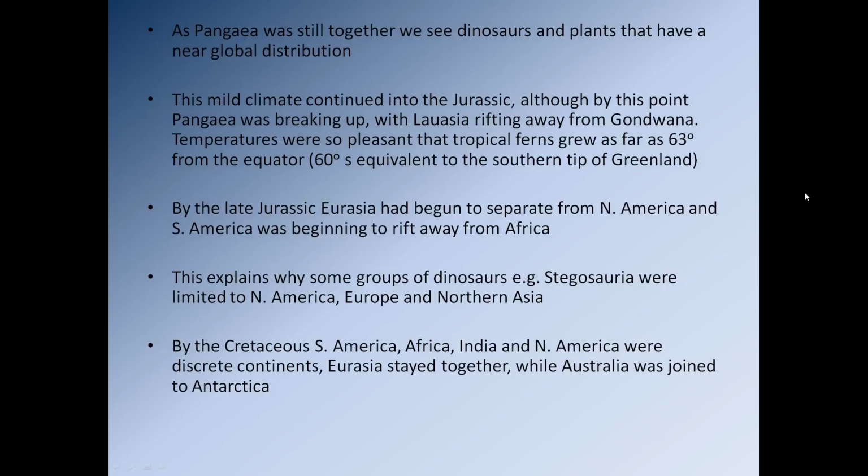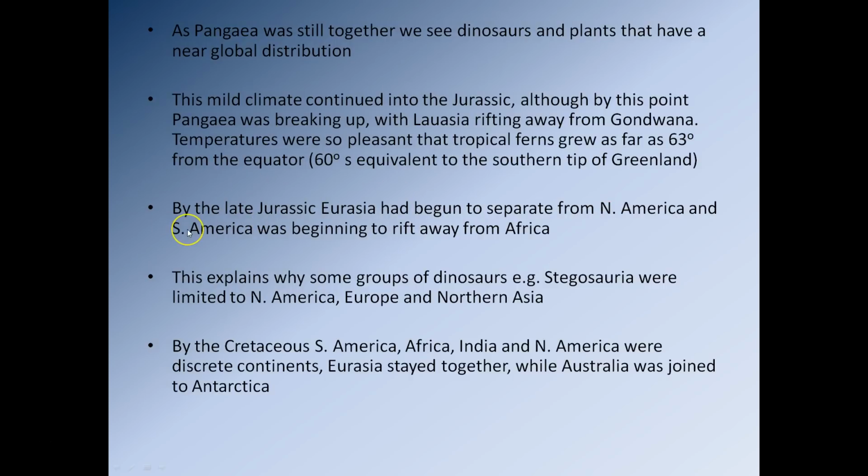So by the late Jurassic, Eurasia, so that's Europe and Asia, had begun to separate from North America. South America was also beginning to rift away from Africa. Now, to be clear, the separation of Eurasia from North America took a very, very long period of time. Okay, it didn't actually occur until the very, very late Cretaceous, very early Cenozoic. So that was a slow process.